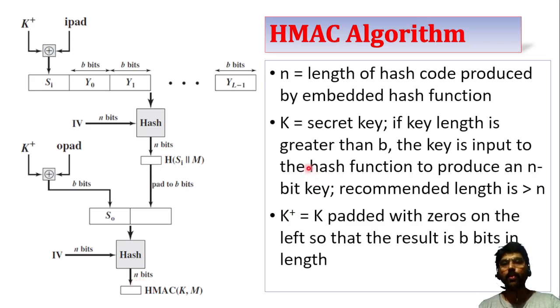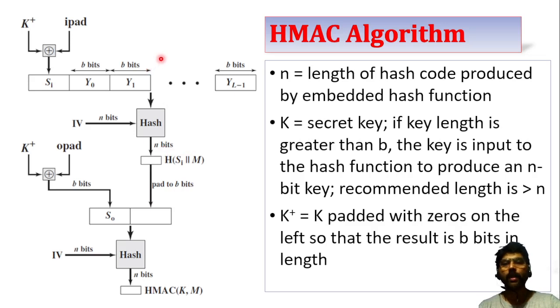And I am using k, that is called the key. There are two types of key I used here. One is called k, another one is k plus. So what is the meaning of k here? It's a secret key which is given as an input by the user. If the key length is greater than b, that is the block size, then that key is given to the hash function and generates n number of bits, that is the hash code, and that hash code is treated like a key.